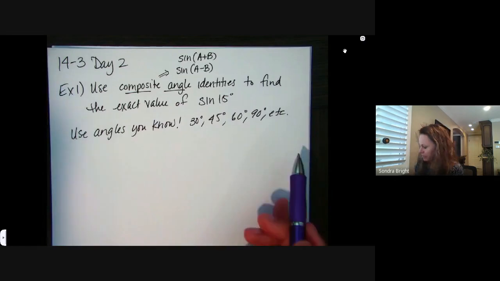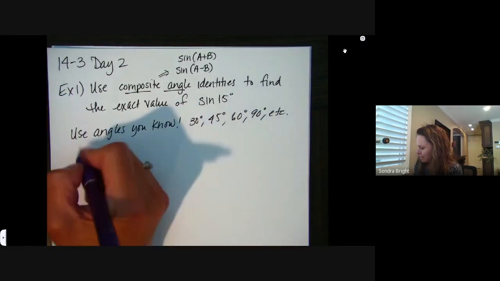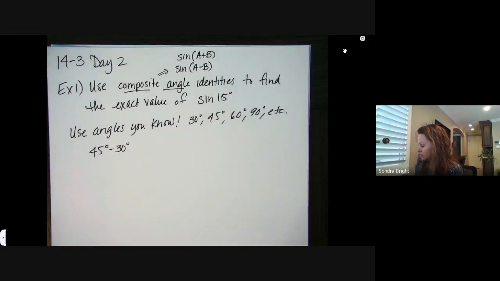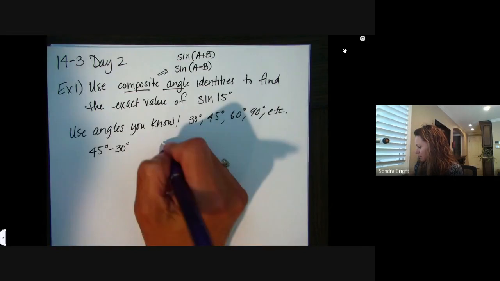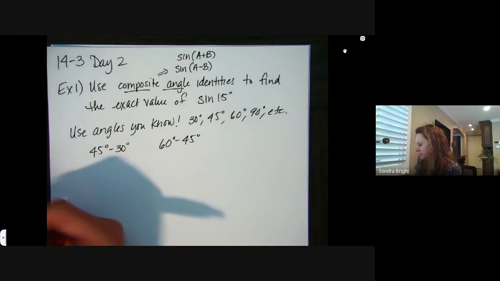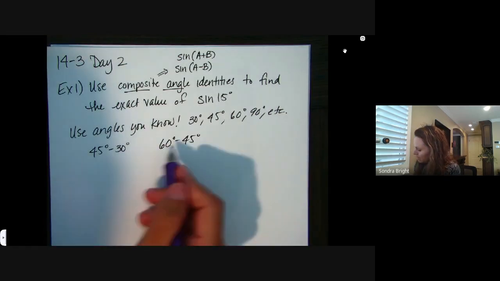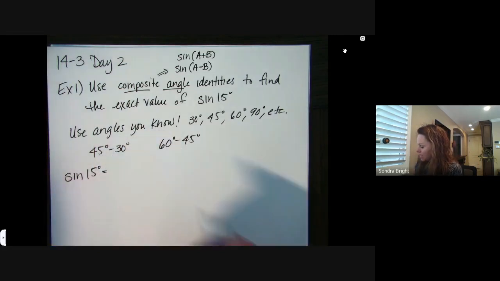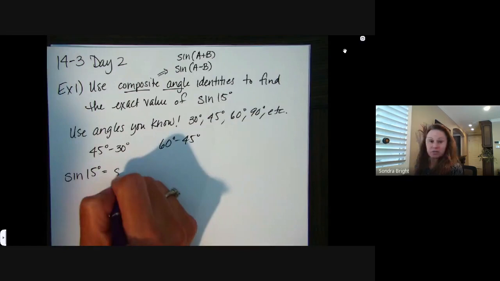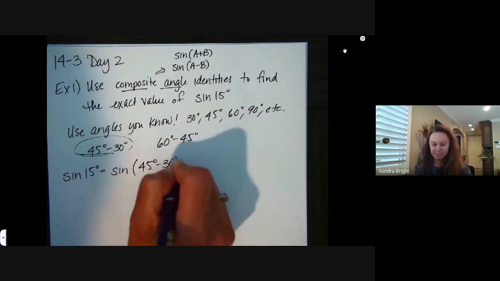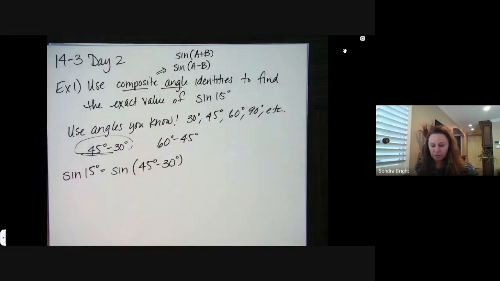there's more than one way to do it. One way would be 45 minus 30. That'll give me 15. It's not the only way. You could also do 60 minus 45. So either one of those will work. There's others too that you could use. These are just going to be the simplest. So what I'm going to say is that sine of 15 degrees, that's what I'm looking for, is equal to sine of, I'm going to choose this one. You could also do the 60 minus 45. Your work will look different in between, but your final answer will be the same.